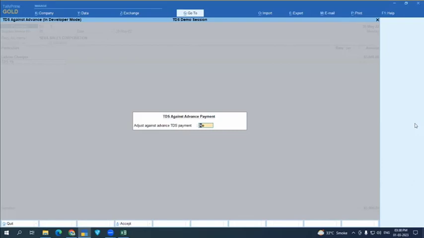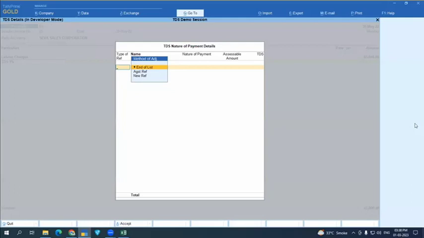And suppose I put yes, that the advance is against this bill. Tally will show me a new window. Please check here, I am putting yes. Now Tally is asking which advance you want to adjust, because it may be possible that you have given not only one or two but maybe 3 or 4 advances. In a big industry, the first advance is given for 10% on the first stage, 10% on the second stage, 50% on the third stage, and the remaining in the final bill. So which advance do you want to adjust? Here I am taking against reference.